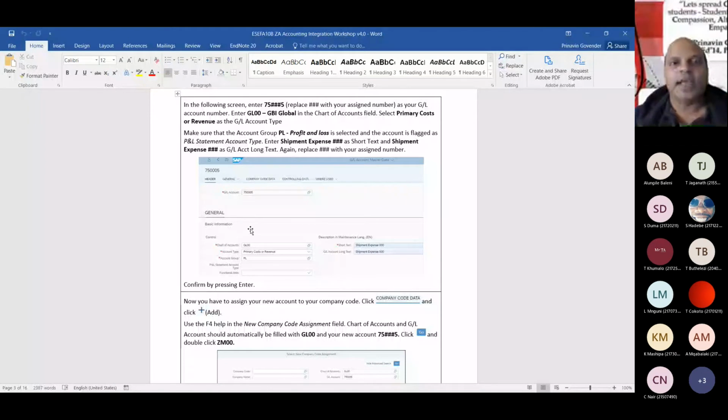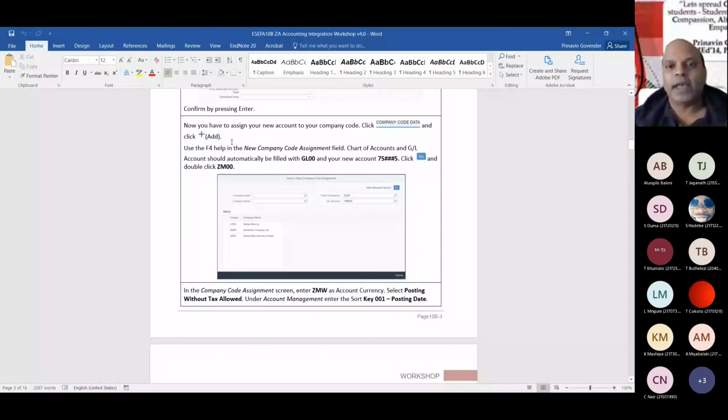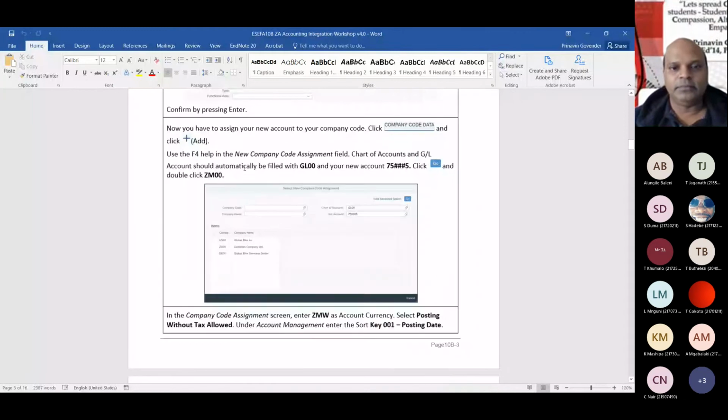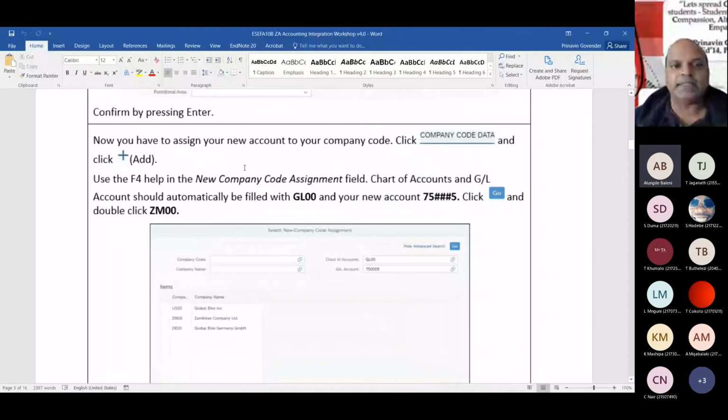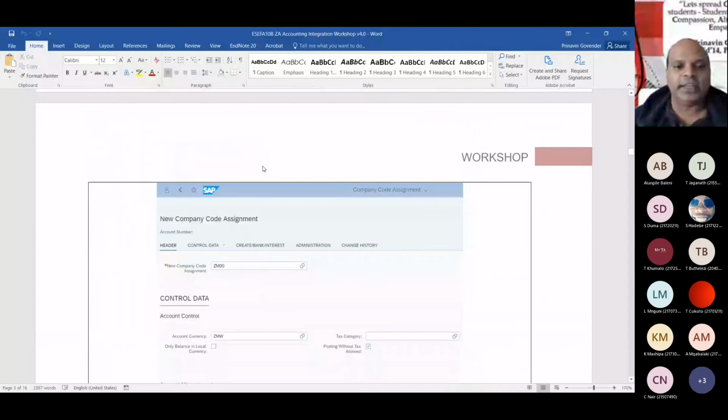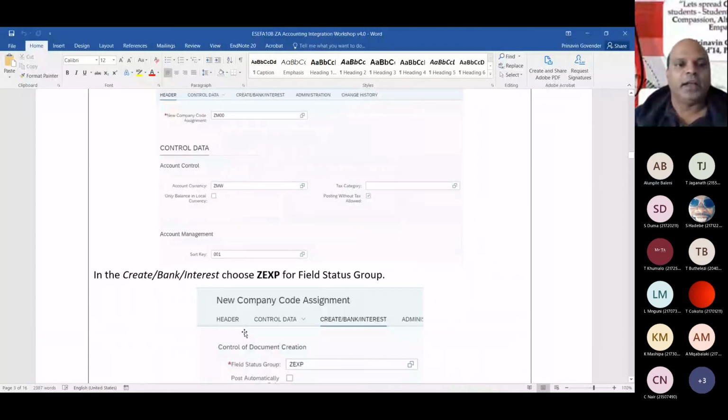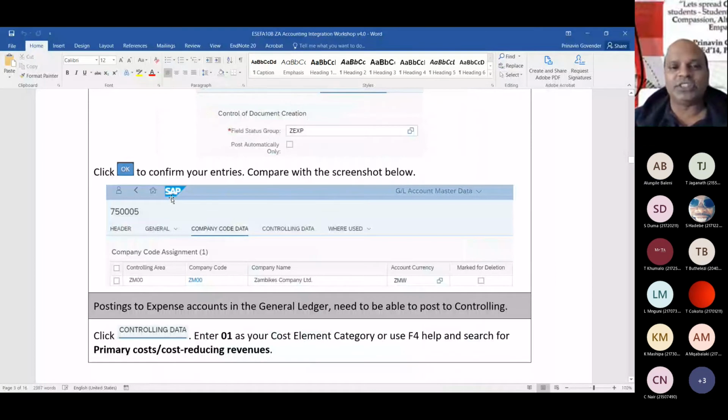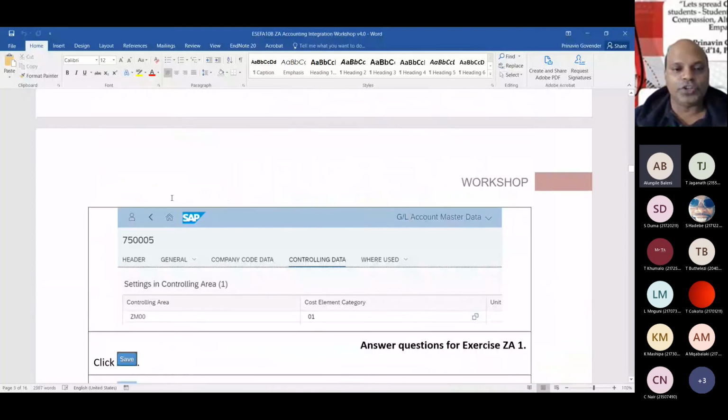Bellamy, a profit and loss account. And you need to follow the instructions step by step. Assign a company code. Click on the plus sign. Enter in GL00. Enter your account number. Double click on ZM000. Right? There's the Zambikes company here. Go to the next account. Create the bank and interest account. Click OK. If you follow the instructions step by step, Mr. Bellamy, you'd be able to do this. But obviously, you'd have to have created the previous exercise, right? We continue. Here we go.